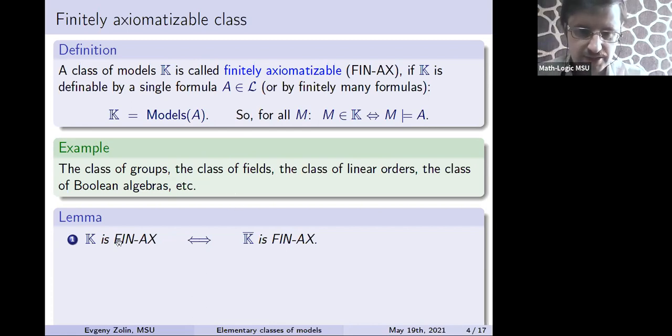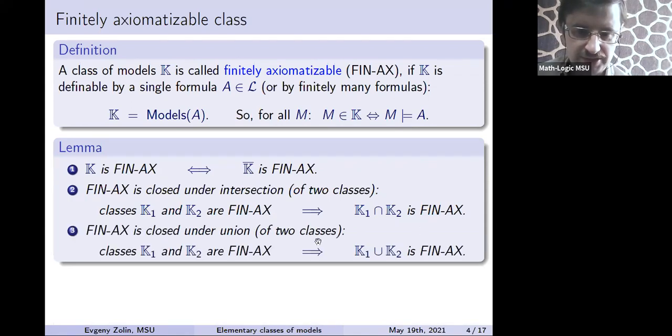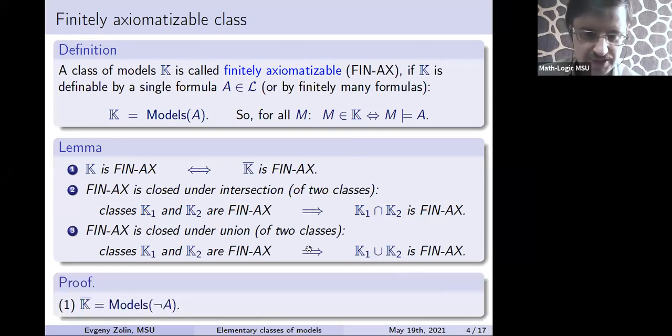Some basic properties. If a class is finitely axiomatizable, its complement is also finitely axiomatizable, and vice versa, of course. Secondly, the family of finitely axiomatizable classes is closed under intersection of two classes. If we have two classes that are finitely axiomatizable, then the intersection is finitely axiomatizable. And similarly for union. And the proof is even quite simple.